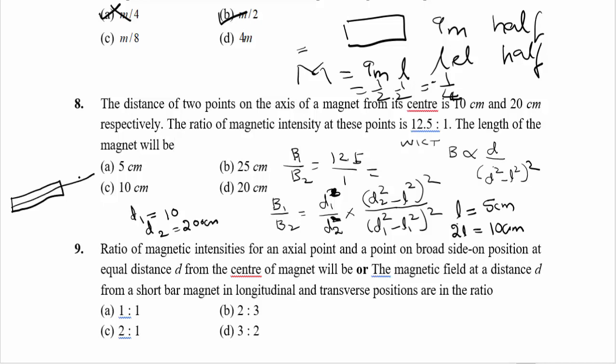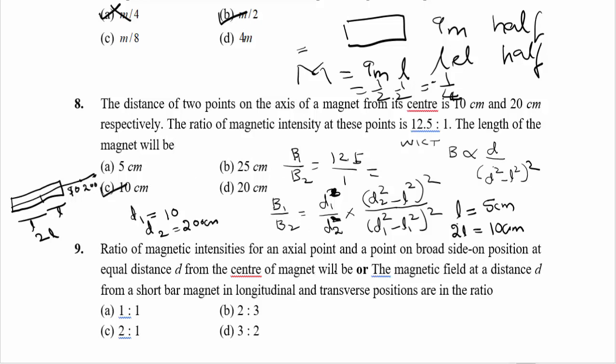This is the axis. One point is 10 centimeter away, another point is 20 centimeter away. The small l is half length, and the total length of the magnet will be 2L. You calculate L and get 5 centimeter on the basis of the formula, so 2L will be 10 centimeter. So the correct option is 10 centimeter.